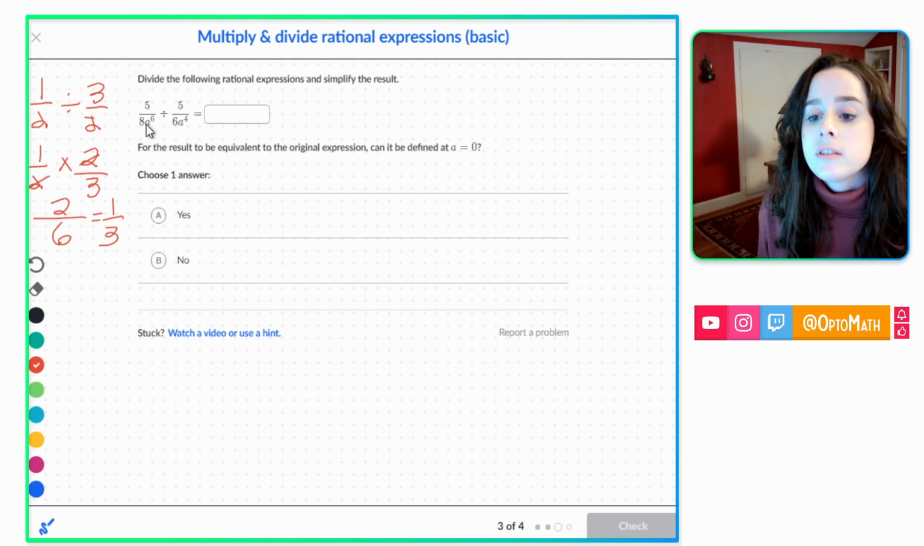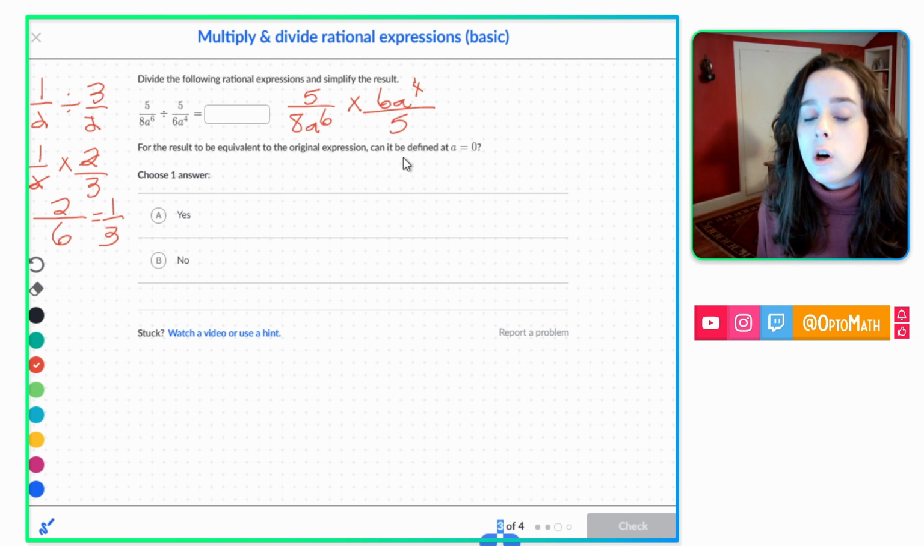So 5 divided by 8a to the 6th. I'm going to rewrite that. And if we're dividing, it's the same thing as multiplying by the reciprocal. So our new numerator is 6a to the 4th, and our new denominator is 5. Okay, right off the bat, we see that we have a 5 in the numerator and denominator, so those simplify to 1. And we also see that we have some variables in the numerator and denominator.